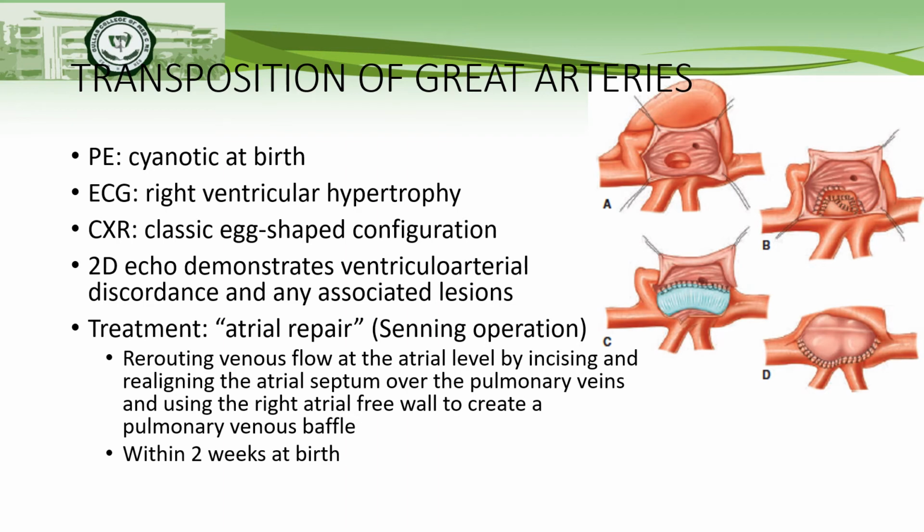Treatment is mainly surgical. In the late 1950s, Senning and Mustard developed the first atrial repair. The Senning operation now consists of rerouting the venous flow at the atrial level by incising and realigning the atrial septum over the pulmonary veins and using the right atrial free wall to create a pulmonary venous baffle. This should be done within 2 weeks of birth to prevent further deterioration.